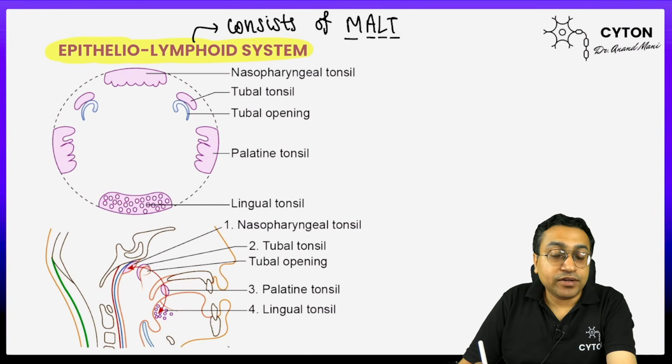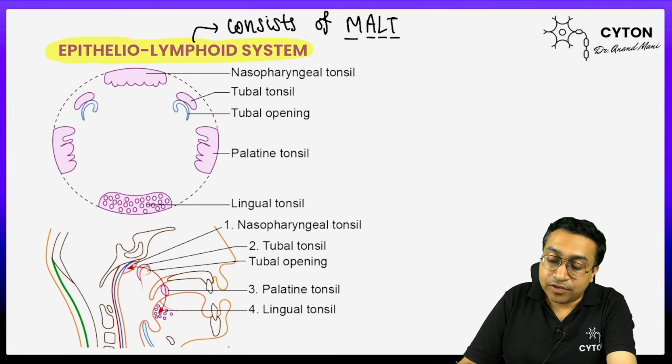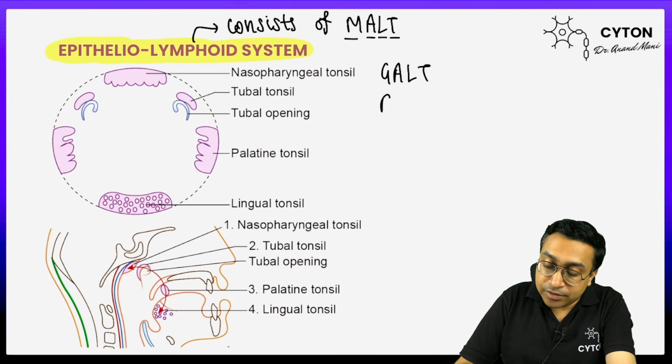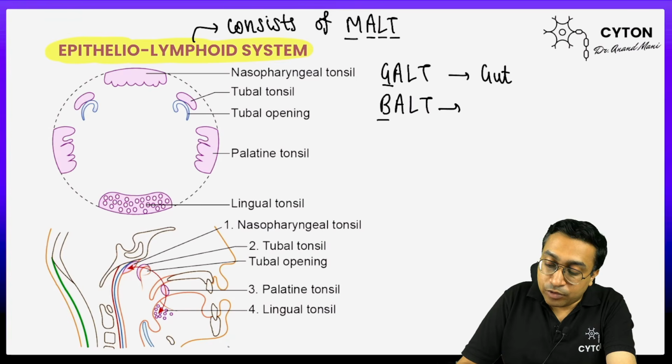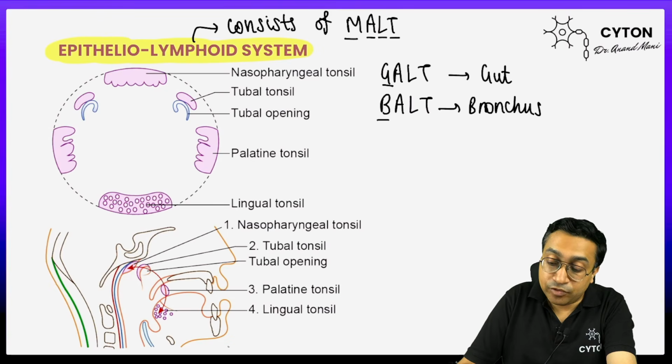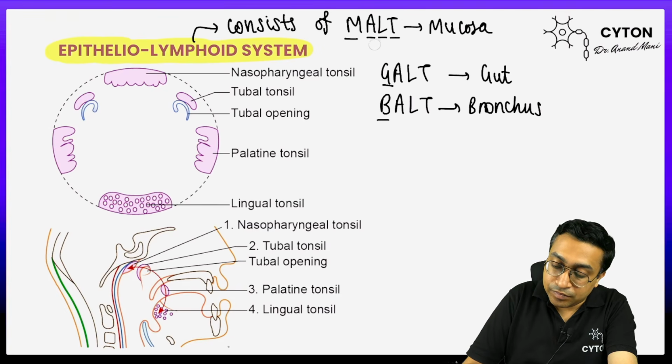It consists of two types. This epithelio-lymphoid system consists of GALT and BALT. G is for gut associated lymphoid tissue, and B is for bronchus associated lymphoid tissue, like M is for mucosa.